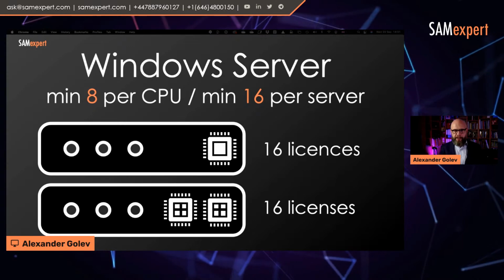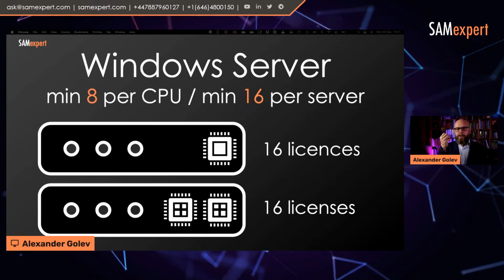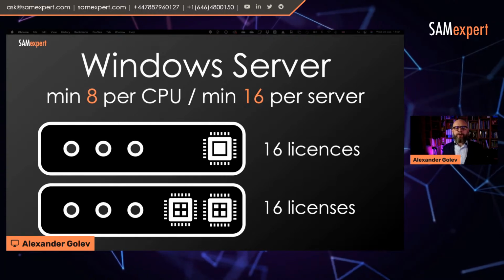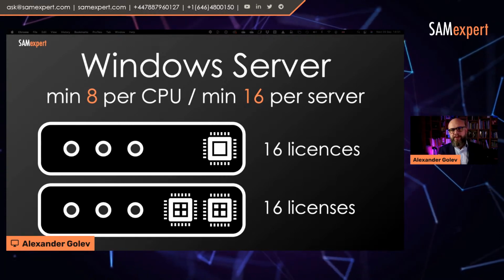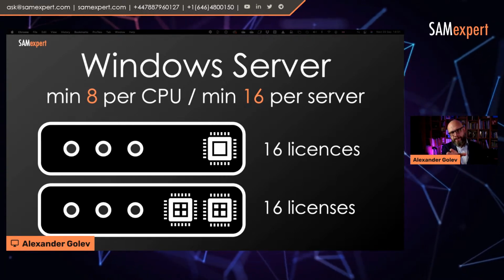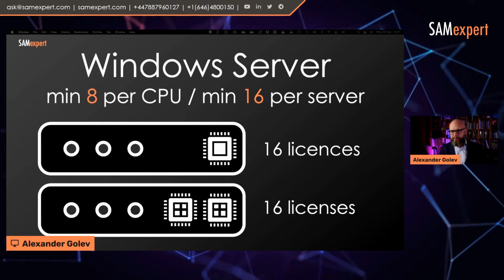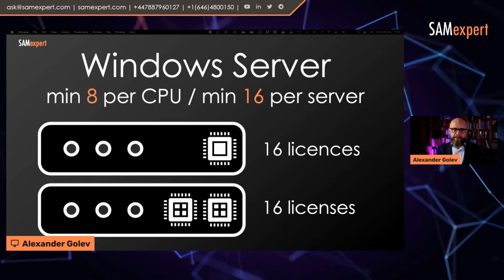Second picture is similar. We have 2 processors, 4 cores each. If you just calculate them per processor, remember there's a minimum of 8 cores per processor. You would still get to 16 in this case, because that's the minimum.